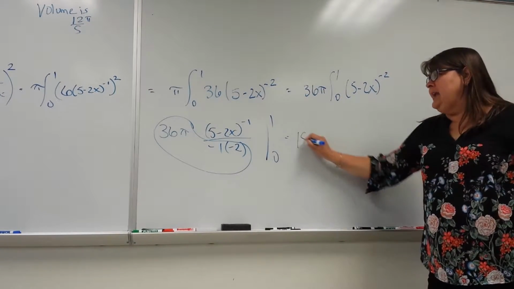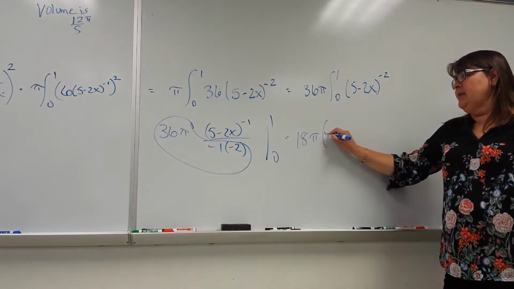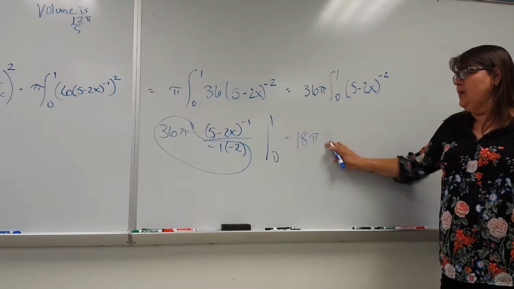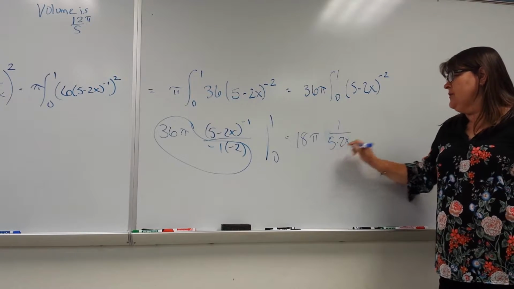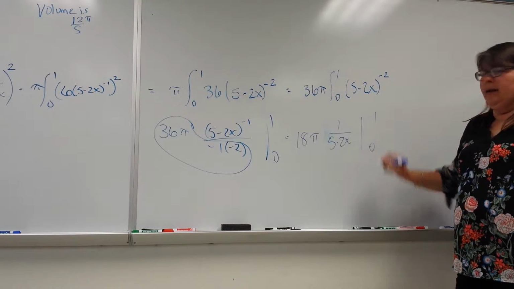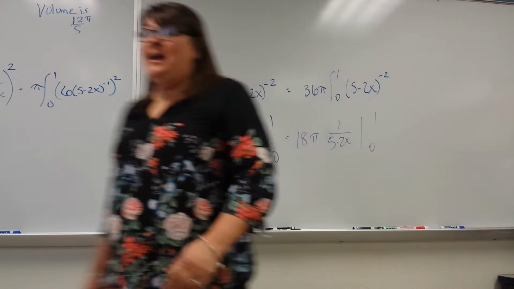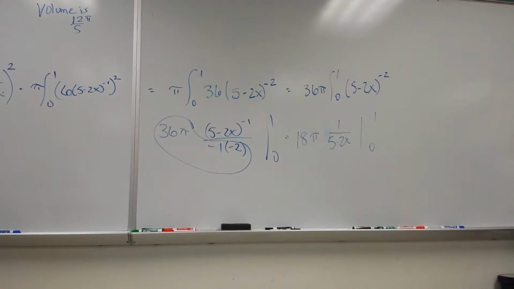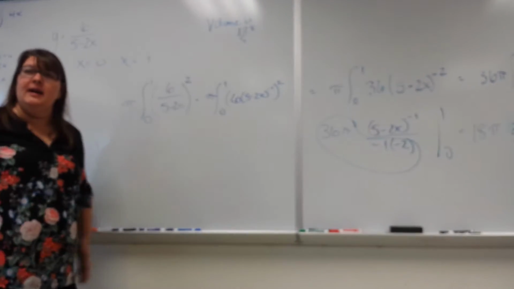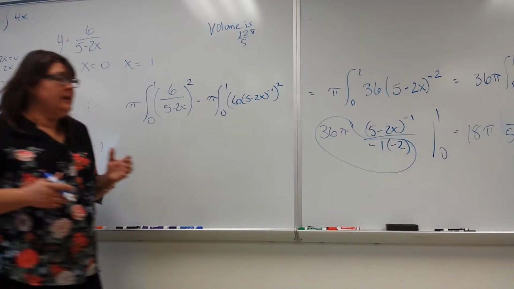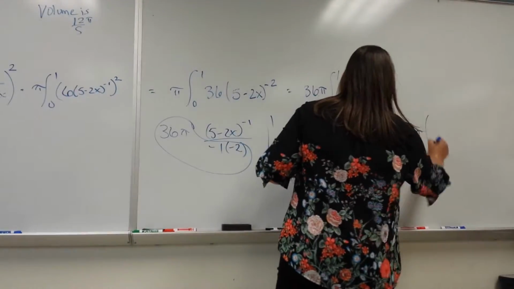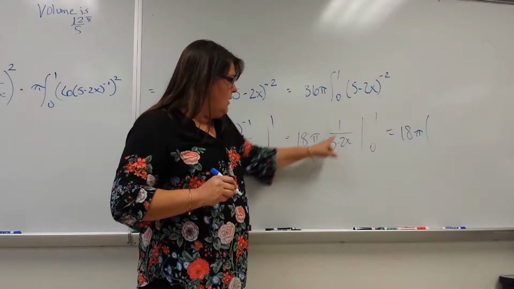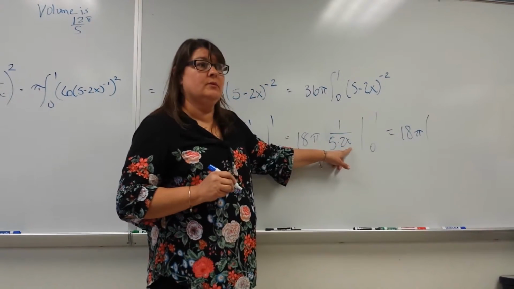Okay. So now I have 18 pi, and do you guys agree it's 1 over 5 minus 2x to the first, and that's from 0 to 1? Are we okay? So 18 pi is just going for the ride, right? Plug in the 1, what do you get? If I plug in 1, I get 1 over 5 minus 2, so 1 over 3.